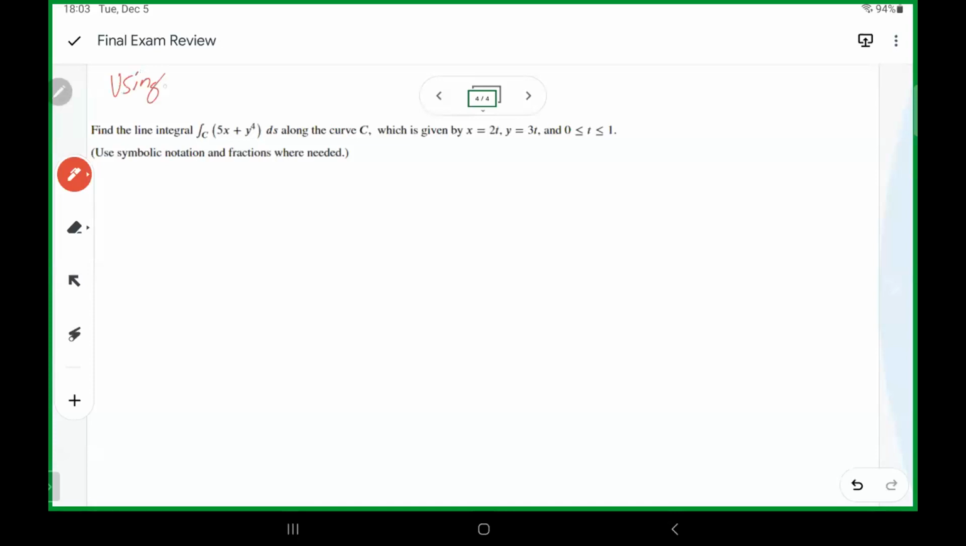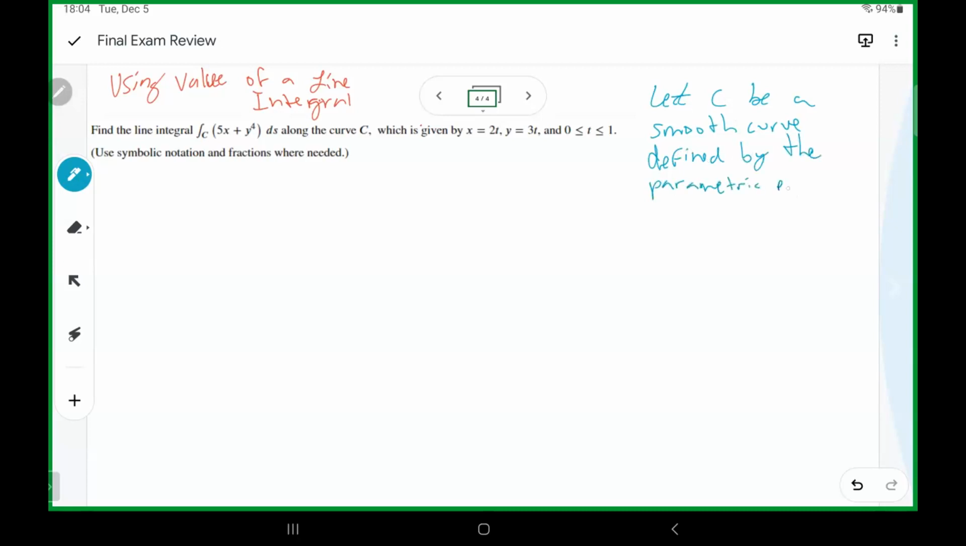Using the value of a line integral. So we're going to let C be a smooth curve defined by the parametric equations x equals x of t, y equals y of t, and t is between a and b.